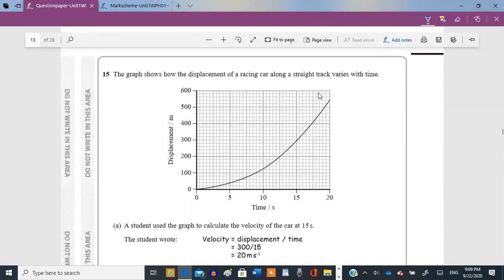15. The graph shows how the displacement of the racing car along a straight track varies with time. This is displacement, this is time. Okay, a displacement-time graph. If you look at the graph, it's not a straight line, the gradient is changing gradually. This means the velocity is changing. Velocity is not constant. If the velocity is changing, that means acceleration is also present.